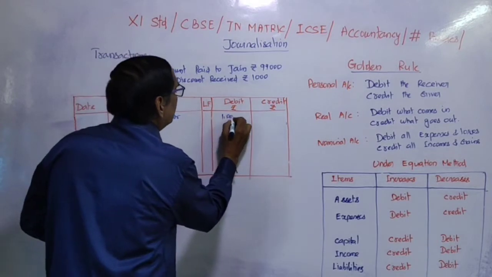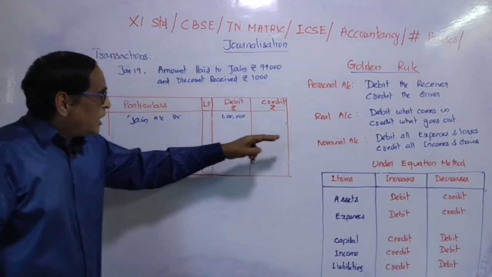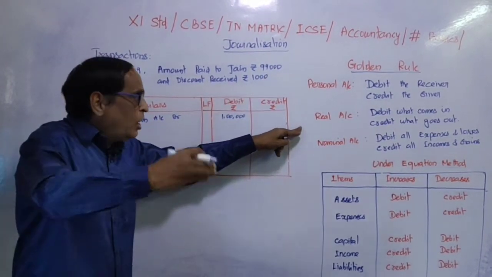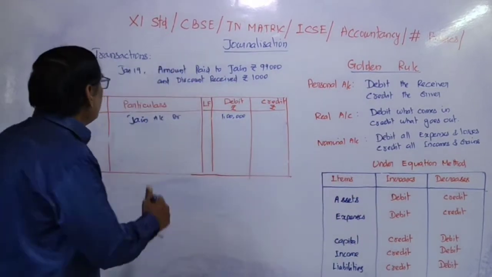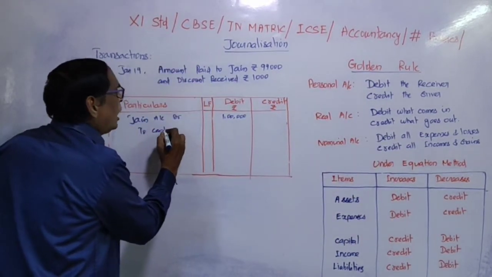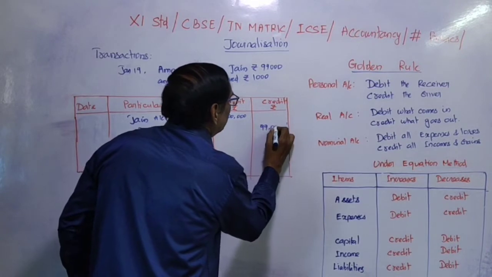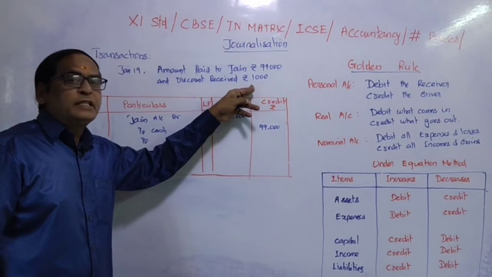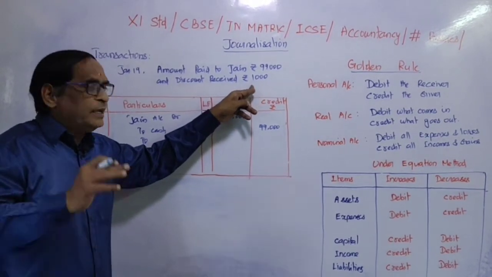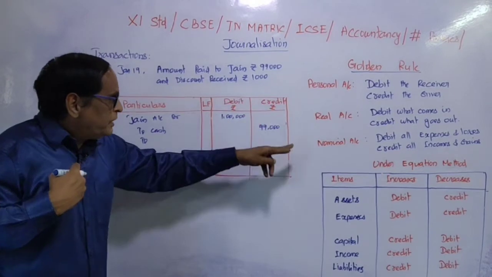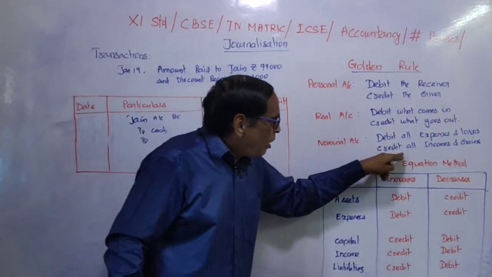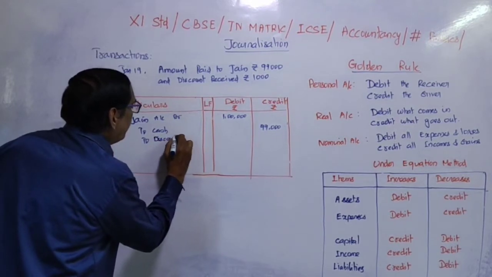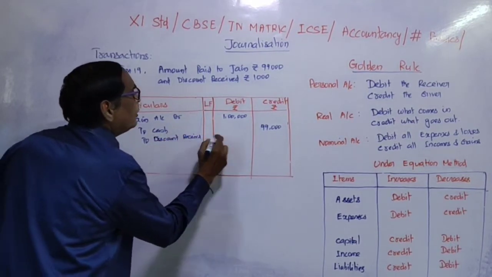1 lakh. And then cash. Cash is coming under real account. How much are we paying? 99,000. Cash is going out. Credit what goes out. So cash account is to be credited, 99,000. The remaining balance is 1,000 rupees. What is that? That is discount received. Discount received is an income for us, so it comes under nominal account. So credit all incomes and gains. So to discount received, 1,000 rupees.